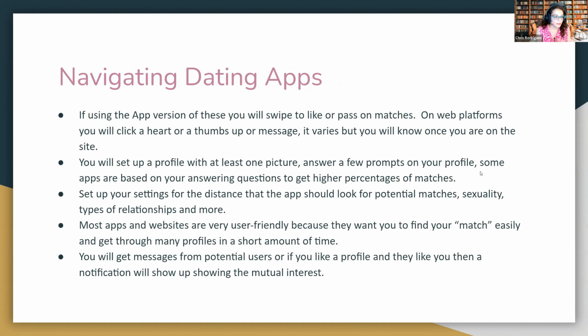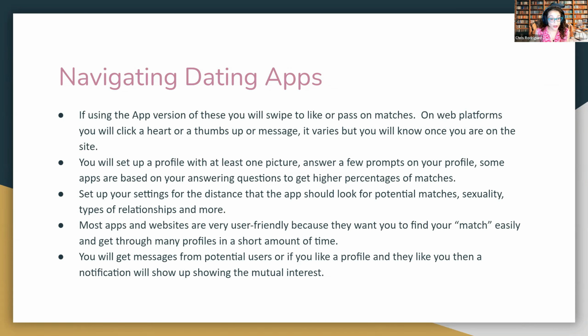All right, now navigating dating apps. If you're using the app version, it's more than likely the swipe or pass, or like or heart type of deal. On the web platforms, it's similar as well, but you'll just see it written out and you're clicking, whether it's a heart or a thumbs up, or you have to message first. It varies, but very similar. If you like someone, there's going to be a button that says like, and if two people like each other, then there's a mutual like, and usually a message comes up and you're prompted.